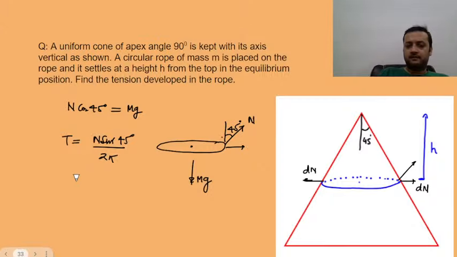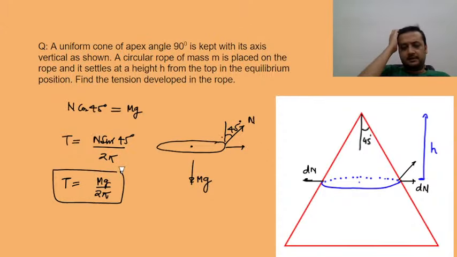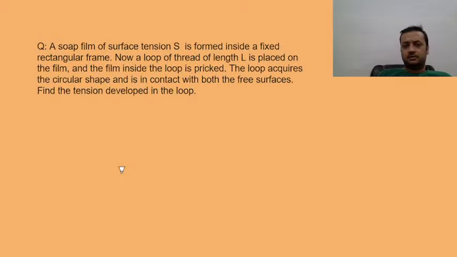I hope you would have understood. So N sine 45 and N cos 45 will be the same. They will be equal in magnitude. So this will become mg upon 2 pi. I hope, guys, you would have understood this. It's a very, very nice method, or nice result, to remember. So the same question you can see here.